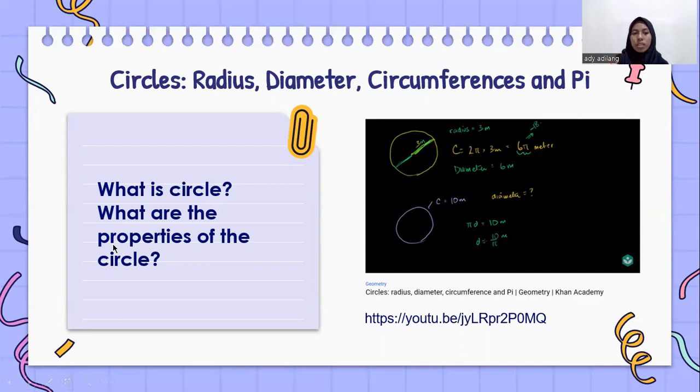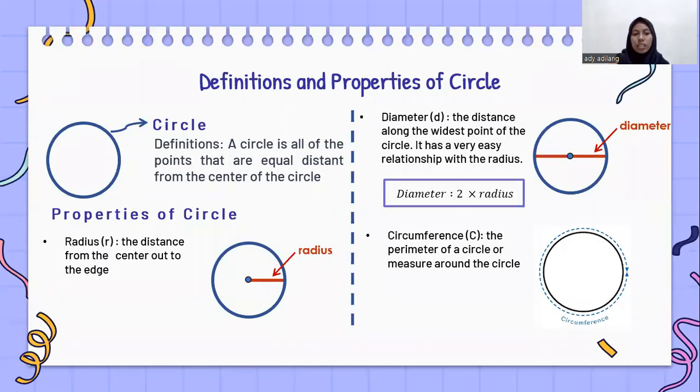I'm going to explain about the circle and the properties of it. So what is circle and what are the properties of the circle? A circle is all of the points that are equal distance from the center of the circle. This is the shape of the circle. Next, the property of the circle.